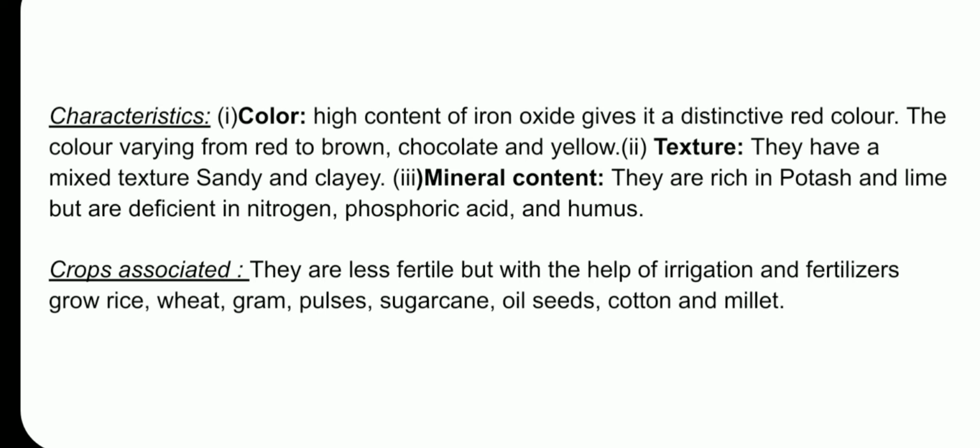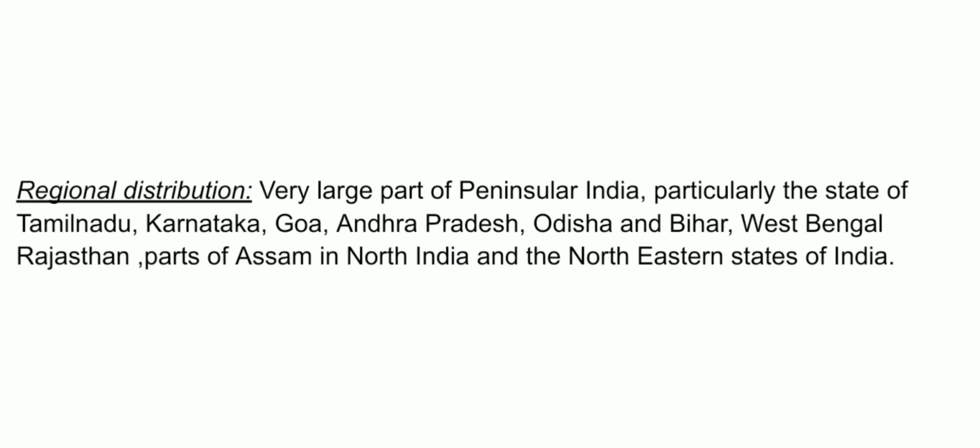Crops associated. They are less fertile but with the help of irrigation and fertilizer grow rice, wheat, gram, pulses, sugarcane, oilseeds, cotton, and millet. Regional distribution. A very large part of peninsular India, particularly the states of Tamil Nadu, Karnataka, Goa, Andhra Pradesh, Odisha, and Bihar, West Bengal, Rajasthan, parts of Assam in North India, and the northeastern states of India.